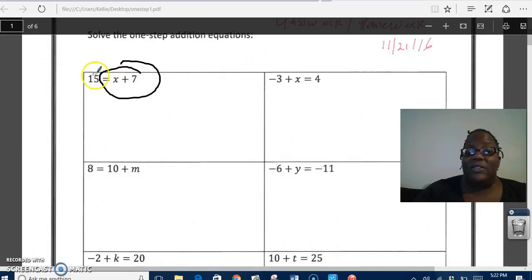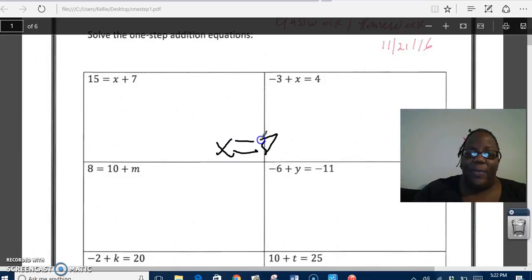Now, y'all know most likely you can do these in your head. You would say, okay, self, what plus 7 will give me 15? And I know in your head you can probably count 7, 8, 9, 10, 11, 12, 13, 14, 15, 8. Miss Hart, x equals 8, right? That's my 8. That's absolutely correct.